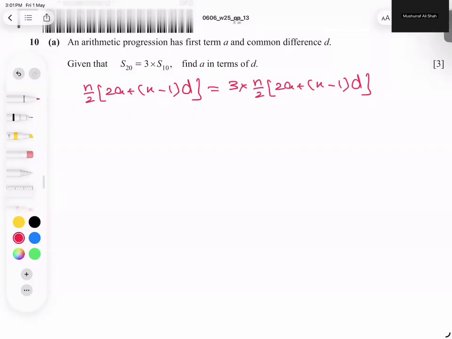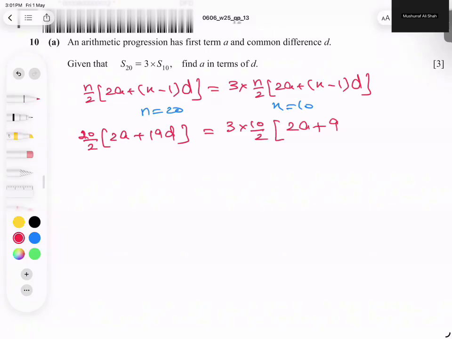Now, students, what I can do is replace this n by 20 on one side and by 10 on the other. So I got 20 over 2 into 2a, and here I got 19d, students. And here I got 3 over 2 times 10 over 2, and here I got 2a plus 9d, that is 10 minus 1, 9d. Let me recheck again. S20, S10, correct. Okay. I plug in n as 20 on the left side and 10 on the right side. Correct.